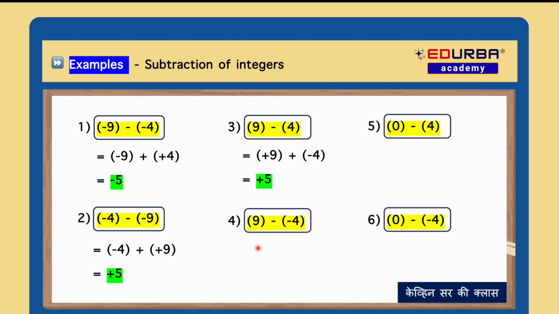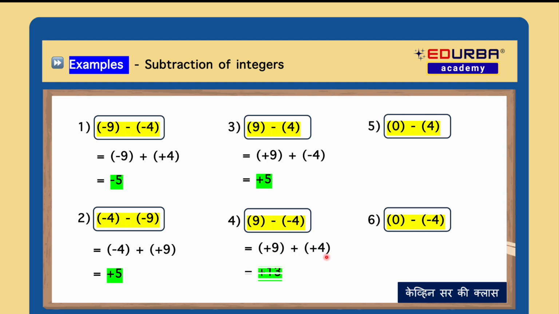In the fourth example, we have 9 minus minus 4. So 9 will come as it is. This minus will become plus. This minus 4 will become plus 4. Now we have two positive numbers, so we can simply add them together, and two positives make another positive. So the sign will be positive.